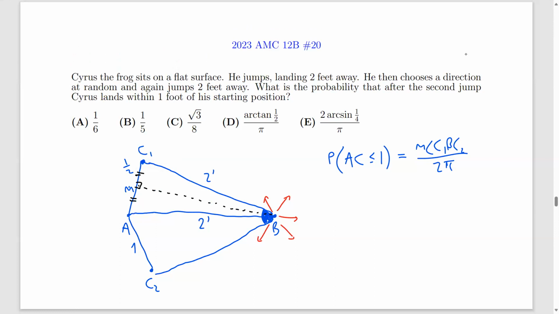So now we can use a little bit of trig just to express this angle in terms of sines. So we know that sine of angle MBC1 is equal to 1/2 over 2, which is 1/4. So therefore, angle MBC1 is equal to the inverse sine of 1/4.